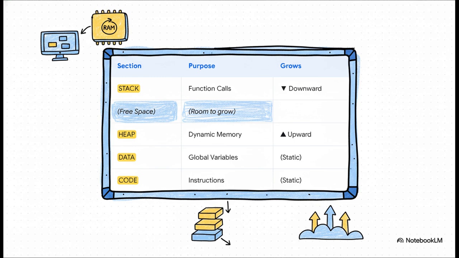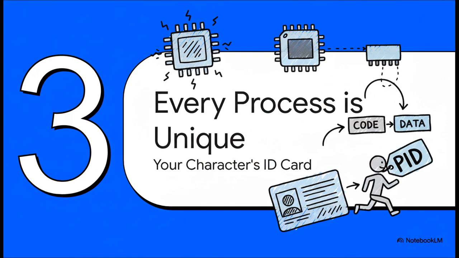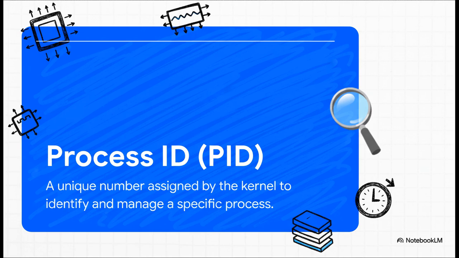Okay, so right now, your computer is probably running dozens, maybe even hundreds of these processes all at once. You've got your web browser, your music player, all sorts of background tasks. So how on earth does the operating system keep all of them straight? Well, it gives each and every one a unique process ID, or PID for short. It's literally like an ID card. Whenever the operating system needs to do something to a specific process, like give it more memory or tell it to close, it uses that PID to make sure it's talking to the right one.